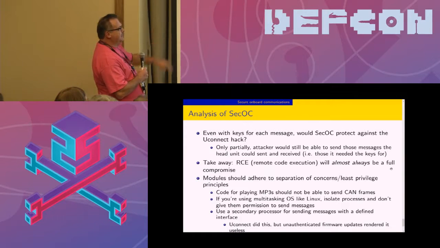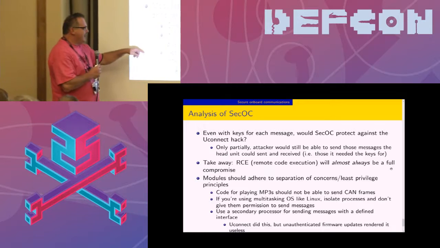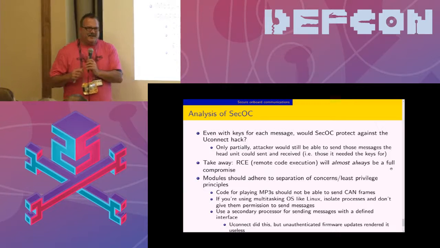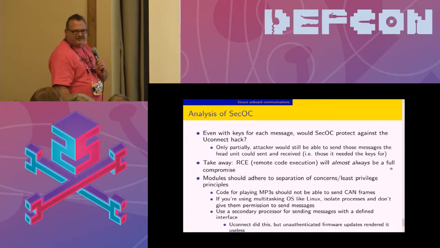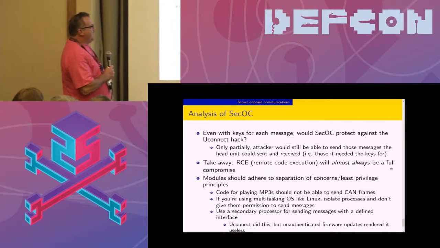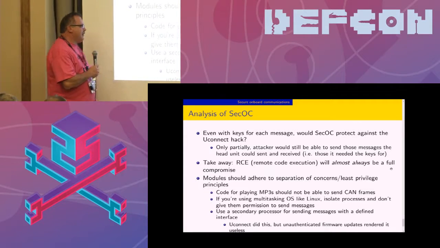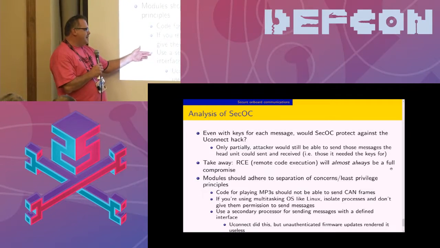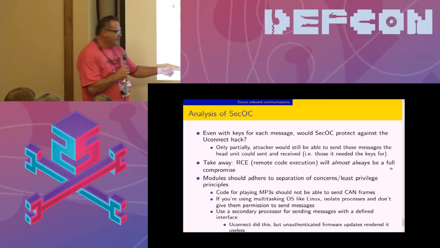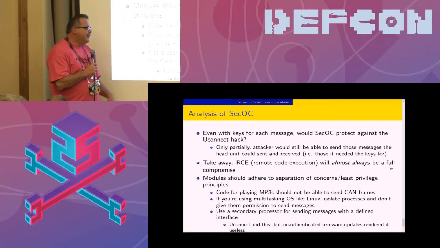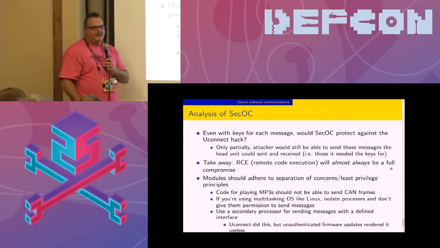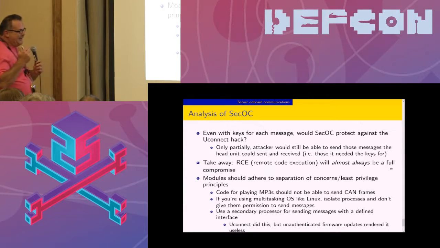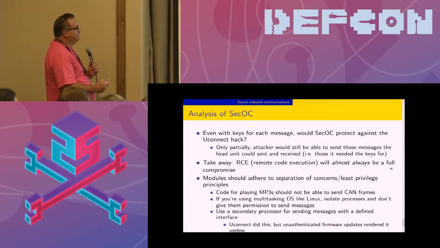So what do we do design-wise? Hopefully OEMs will do this: don't do crazy things like have code for playing MP3s that also somehow has the ability to send CAN frames. Probably a bad idea. Make sure you isolate processes and give them the right permissions, and control that stuff. Use maybe a secondary processor for sending messages that has its own defined interface. By the way, Uconnect, the GPAC, they did do that. But because they had unauthenticated firmware, they were able to download it and reverse it, so it didn't matter anyway. So protect your firmware.